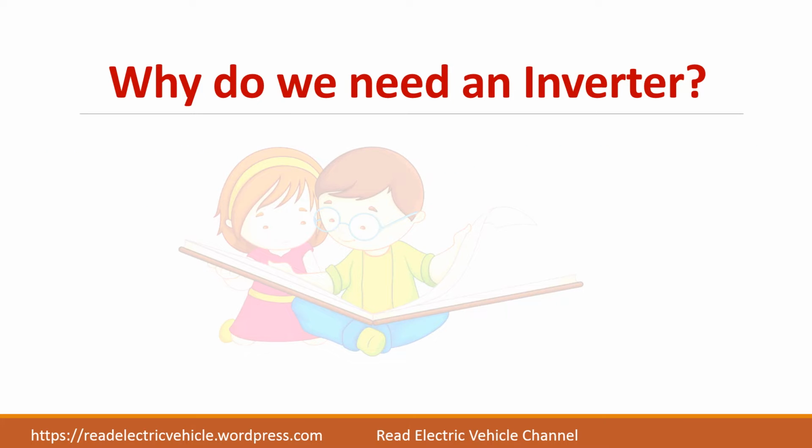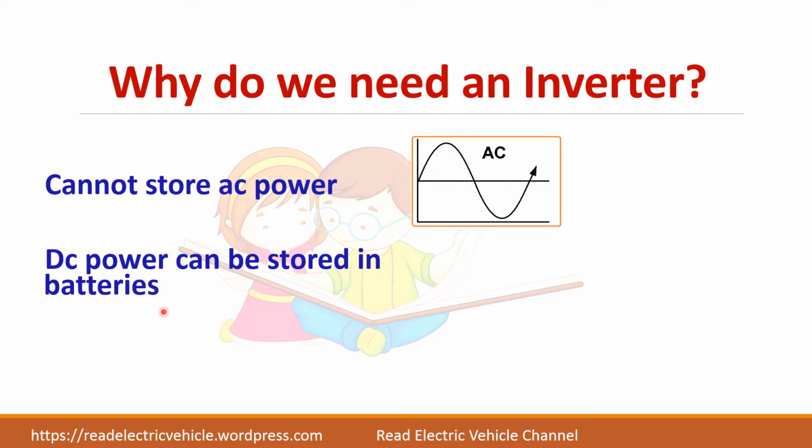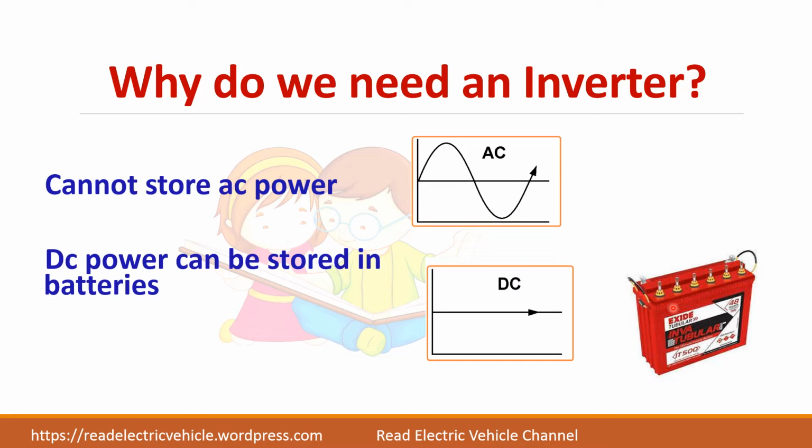Why do we need an inverter? Because we cannot store the AC power, but we can store the DC power in batteries. So the stored DC power can be converted to AC using an inverter, and we can use the AC power.